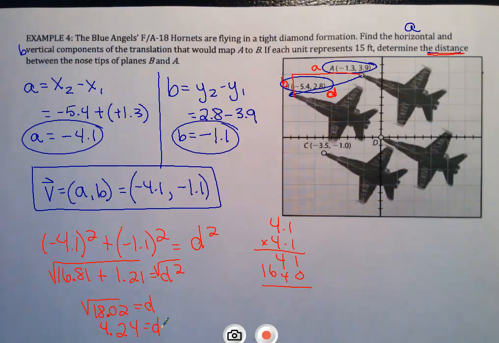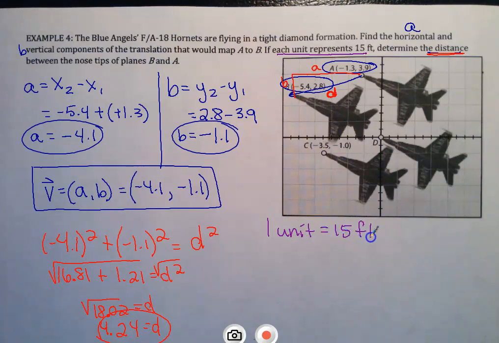But now we've got to take the next part into consideration, which is: if each unit represents 15 feet, determine the distance. So we have to get it to feet. How are we going to do that? So mind you, 1 unit is equal to 15 feet, and we have 4.24 units. So we times them, which is 63.6.